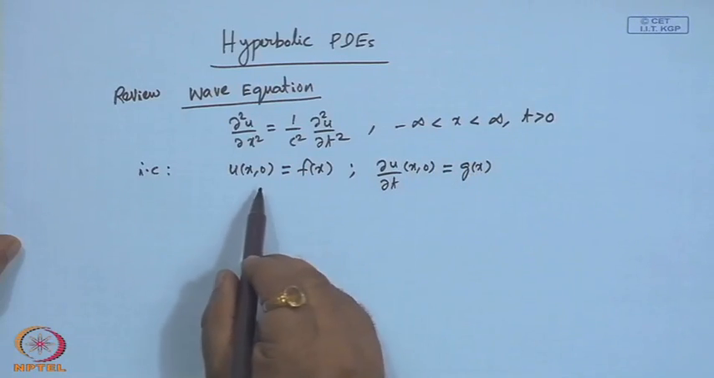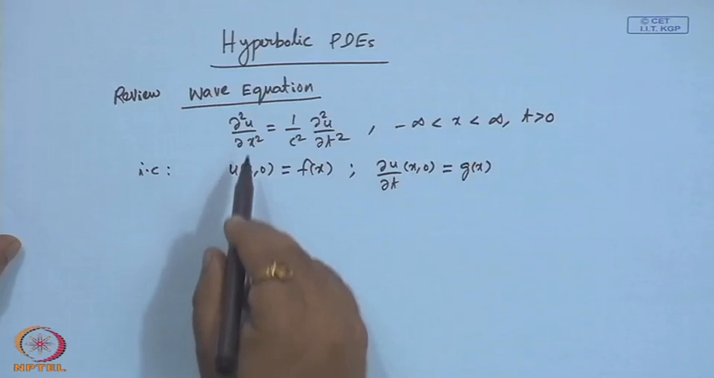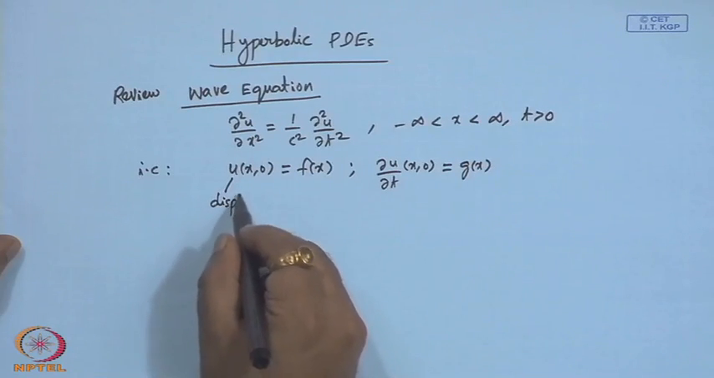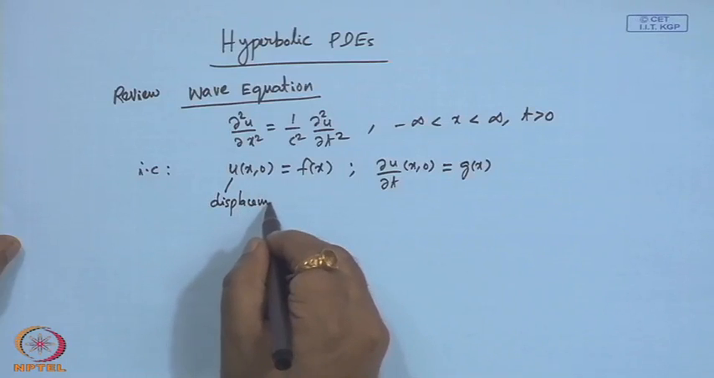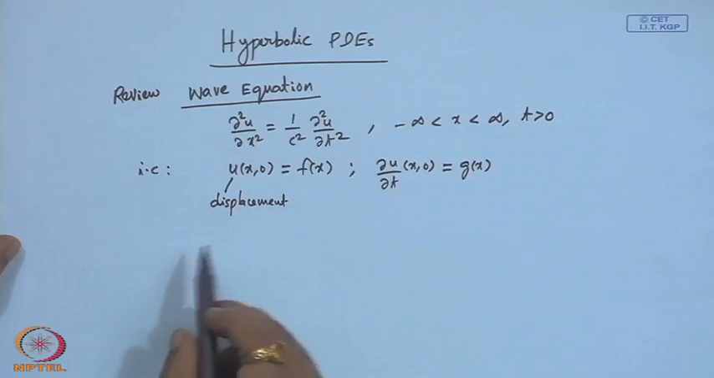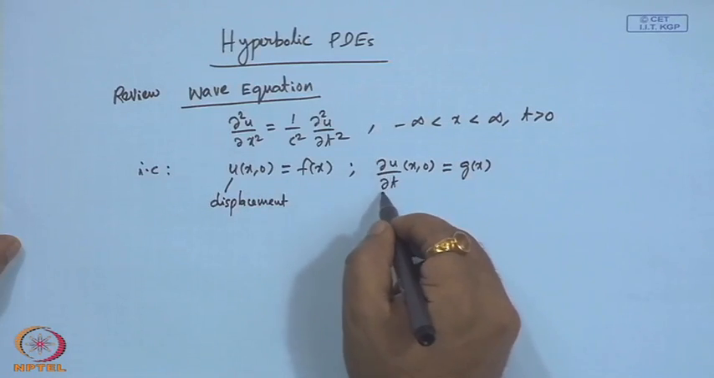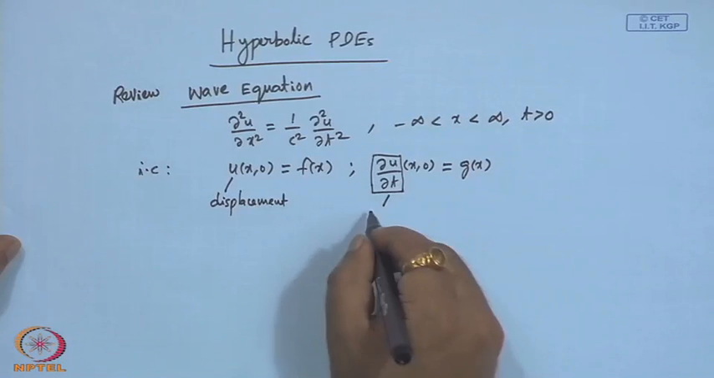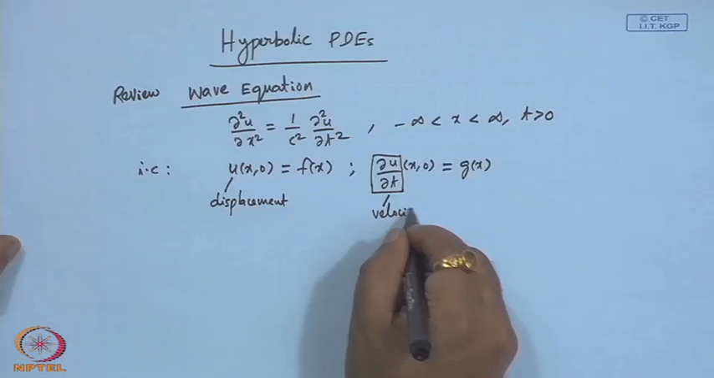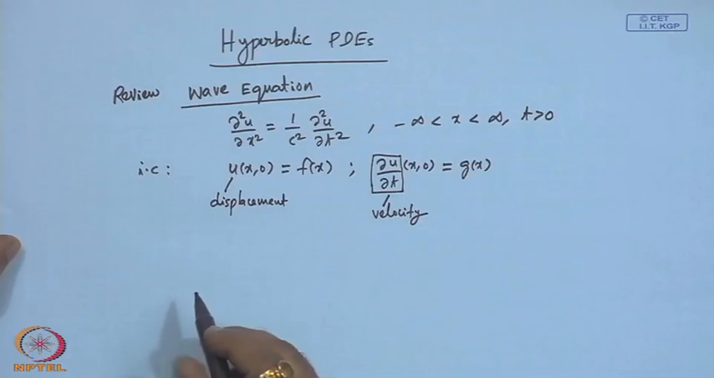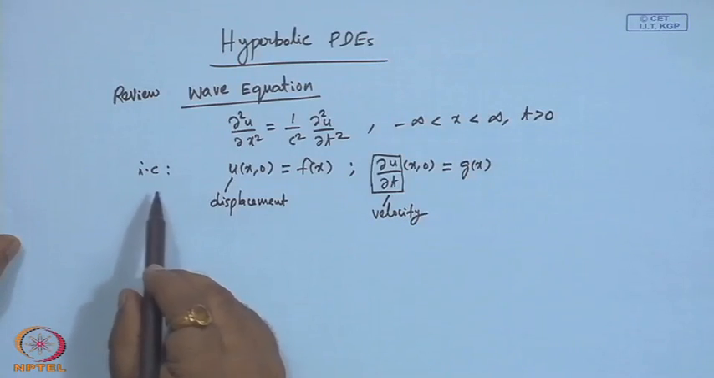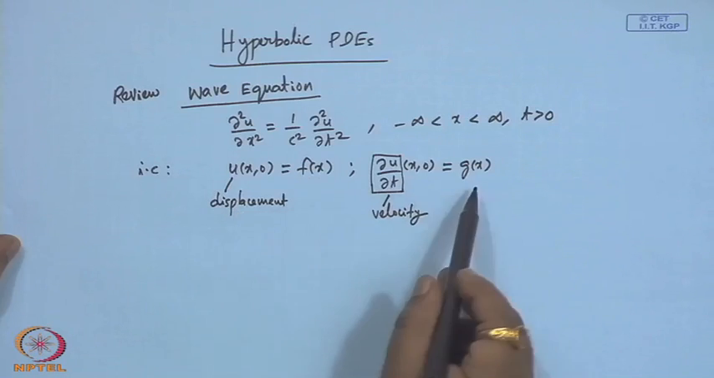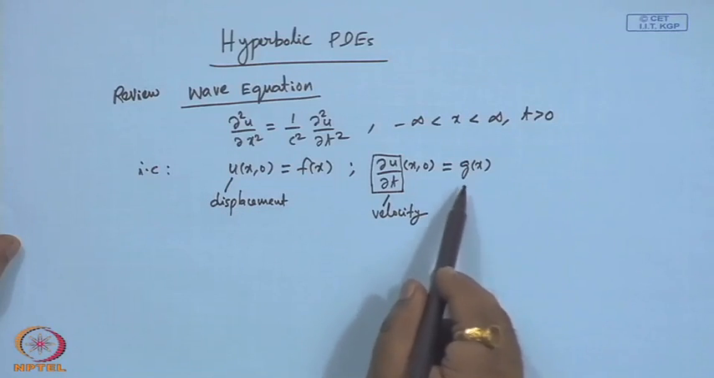So, what are these specifications? Here the dependent variable u denotes displacement. And dou u by dou t denotes velocity. So, the initial conditions are given: initial displacement as f of x, initial velocity g of x.